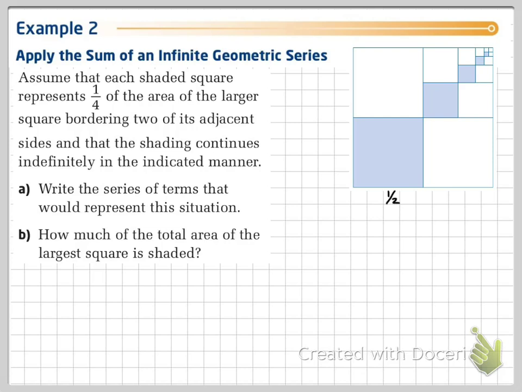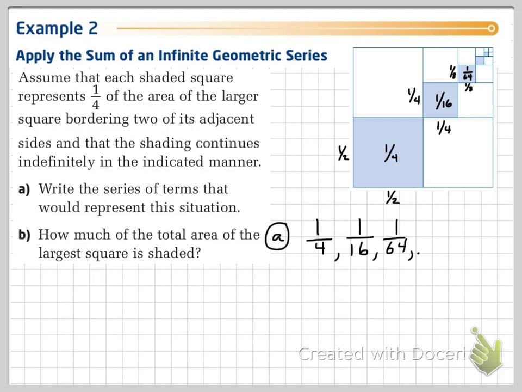This is going to have a length of 1/2 the total times 1/2 the total, so its area is 1/2 times 1/2, or 1/4. Now, this length is 1/4 of the total length times 1/4, so that area is 1/16. The next one is 1/8 times 1/8, which is 1/64. Well, that's enough for me, so I can say A is 1/4, 1/16, 1/64, and that's going to continue. There's my series.